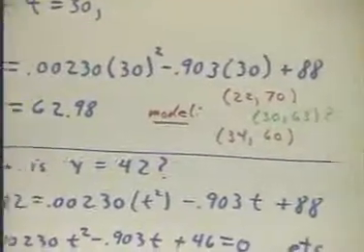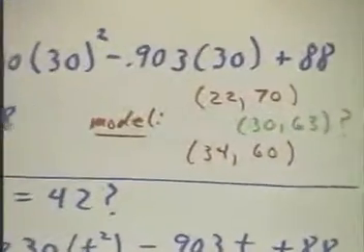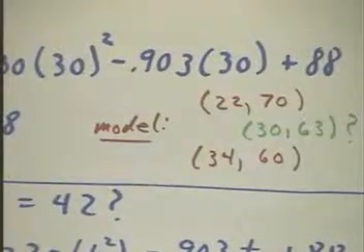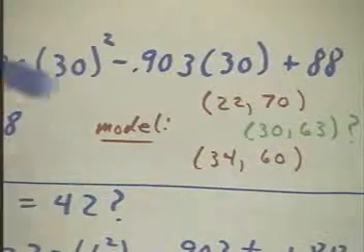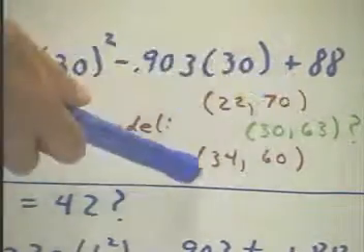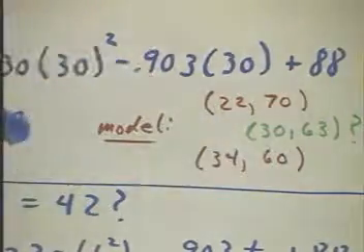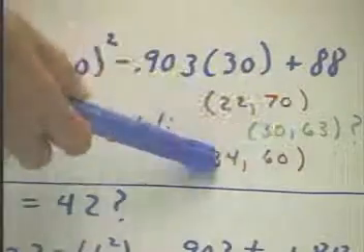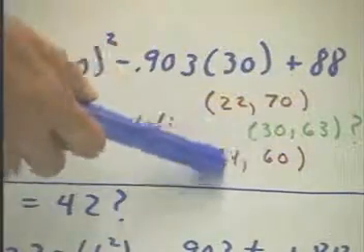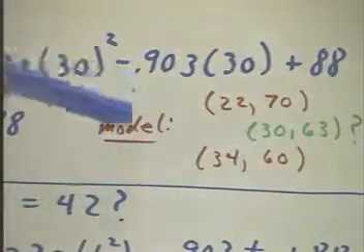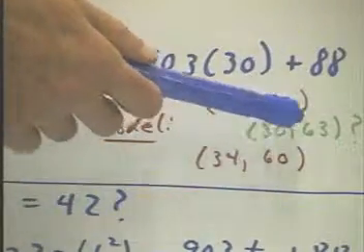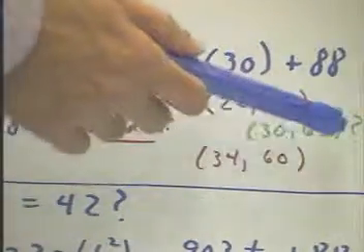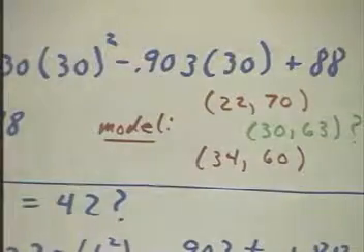Zoom in a little bit here. The model told us that when t was 22, the depth was 70. When t was 34, the depth was 60. I'm sorry, this is not the model, this was our data, which told us 22, 70, and 34, 60. Our model tells us that at clock time 30, the depth is 63.